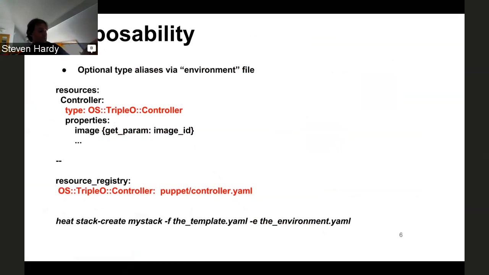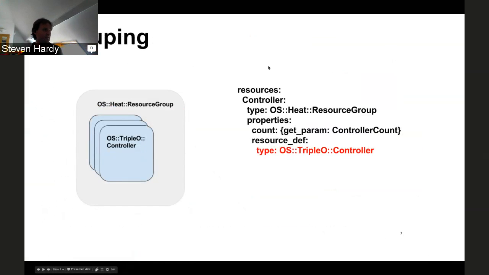So the interface for TripleO is not exactly the same. In theory, you could create a TripleO heat template deployment directly via Heat, but it's more convenient to do it via TripleO client. So that's kind of the basics of composability.